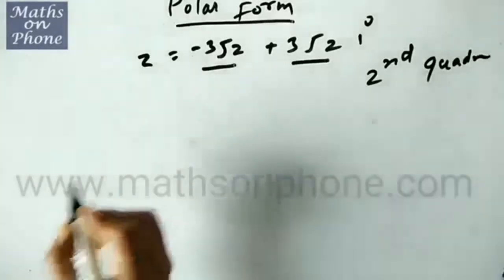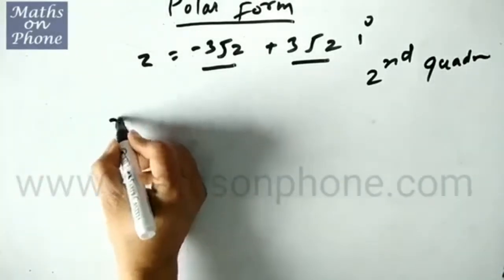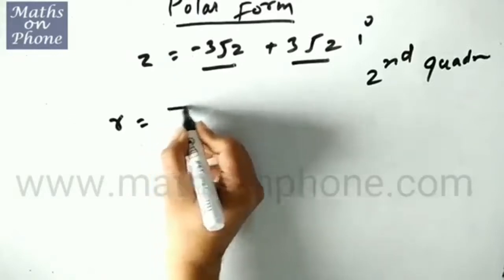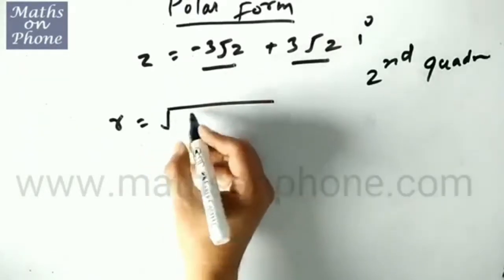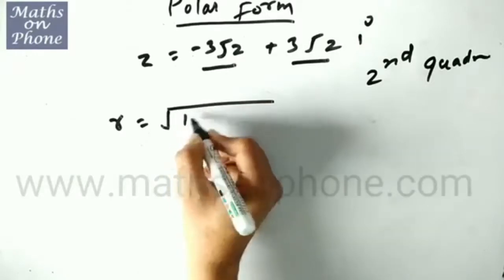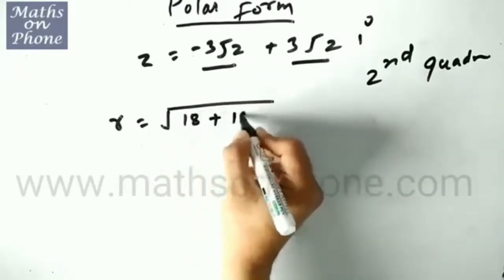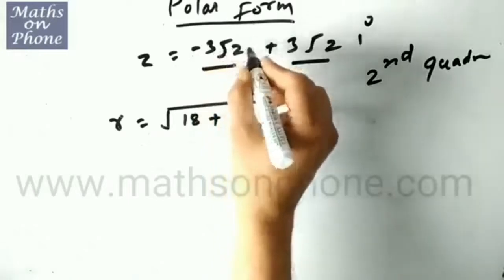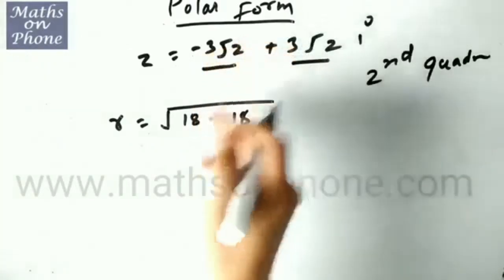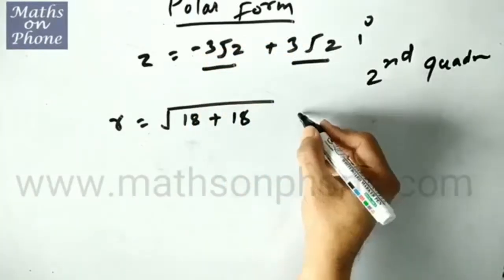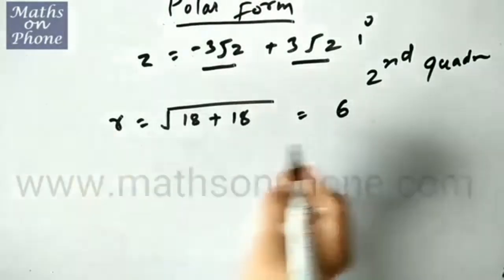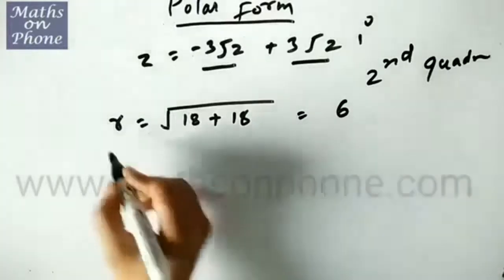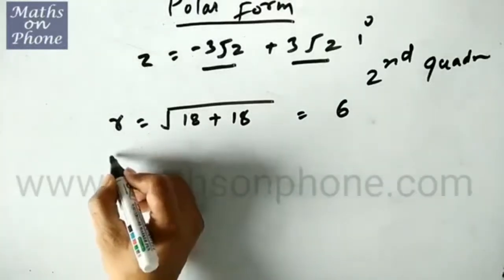So, second quadrant. Now R we can easily find. We have just developed the technique. R is the modulus, so that will be the square root of A square plus B square. That will be 18 plus 18: root 3 whole square, 3 square is 9, root 2 square is 2. So 18 plus 18 is coming out to be 36, so root 36 is 6. So you got the modulus, which is 6. So R is 6. Now we need to find theta.